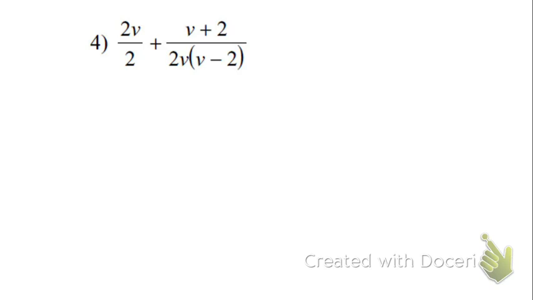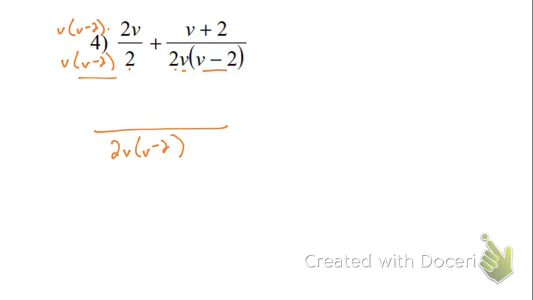So this has a 2, this has a 2. So they match there, but they don't both have a v and a v minus 2. So I have to put a v and a v minus 2 over here. Now, if I take care of the denominator, that means now it's 2v times v minus 2. And since they both match up, I only have to write that once right here.